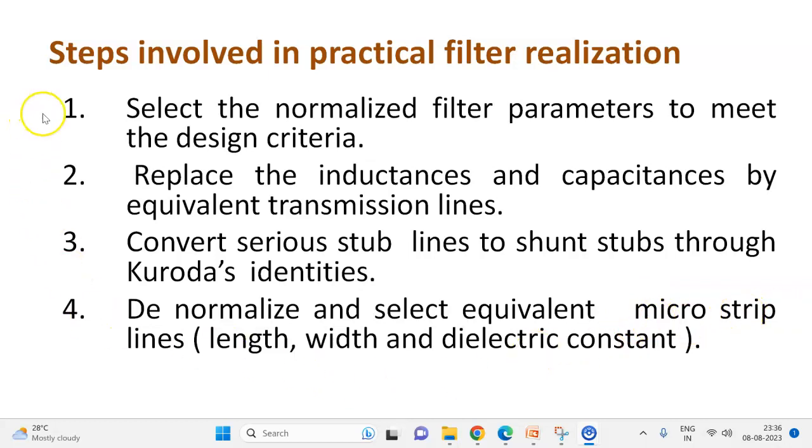According to these 4 steps, we can design all the types of filters we have used in the RF transceivers.